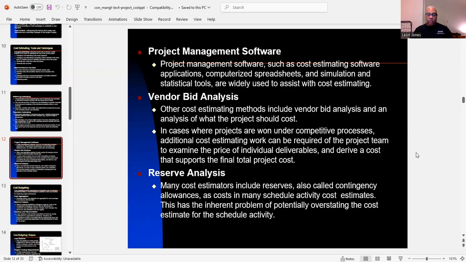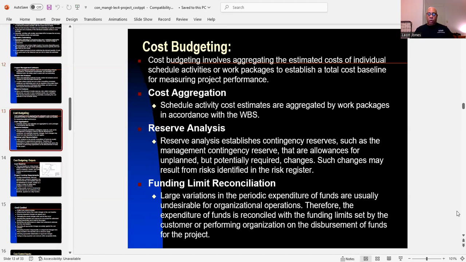And there's the reserve analysis, because most cost estimators include reserves, also called contingency allowances, as cost in many schedule activity cost estimates. Now, there is the inherent problem of potentially overstating the cost estimate for the scheduled activity. Cost budgeting. That involves aggregating the estimated cost of individual scheduled activities or work packages to establish a total cost baseline for measuring project performance.